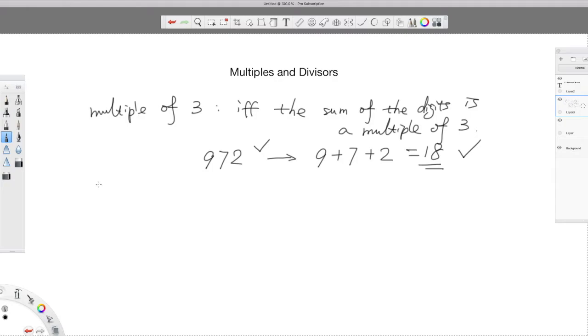The property of this is actually very similar to the multiple of 9. And we're going to prove that instead of the multiple of 3, because the proof is exactly the same. For a multiple of 9, a number is a multiple of 9 if and only if the sum of the digits is a multiple of 9.